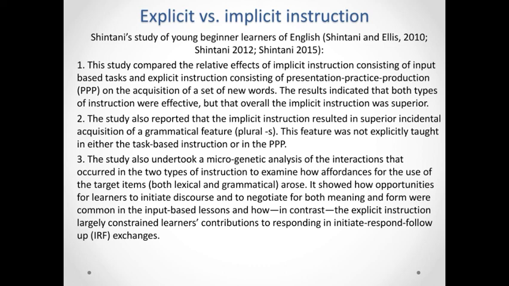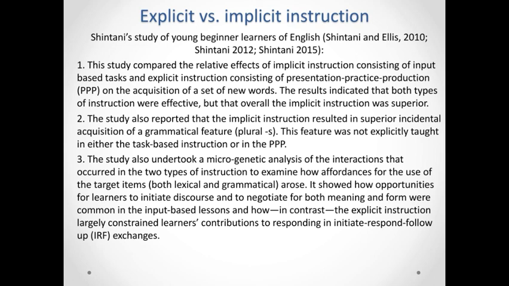The study also reported that the implicit instruction resulted in a superior incidental acquisition of a grammatical feature, like plural s. And this feature was not explicitly taught in either the task-based instruction or in the PPP.